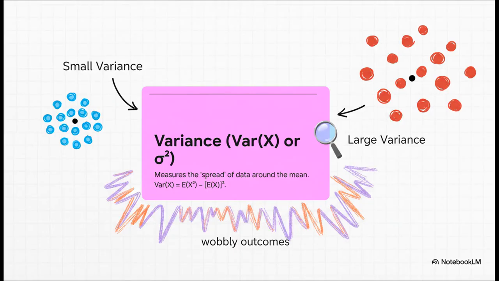All right, next up, variance. If the expected value is the center, then variance measures the spread. You could think of it as how wobbly the outcomes are. A really small variance means the results are all tightly clustered and pretty predictable. A huge variance means they're all over the map. The formula might look a little scary, but all it's really doing is calculating the average squared distance of each outcome from that center point, the mean.